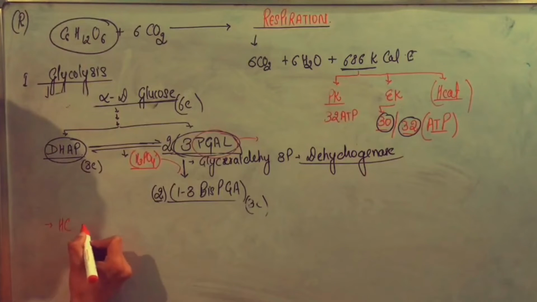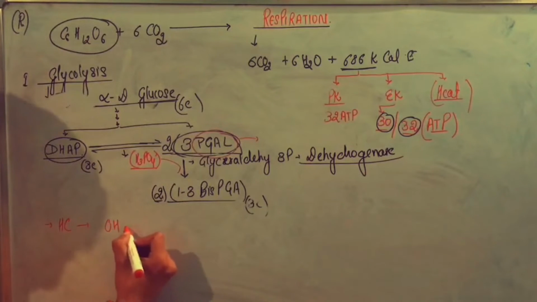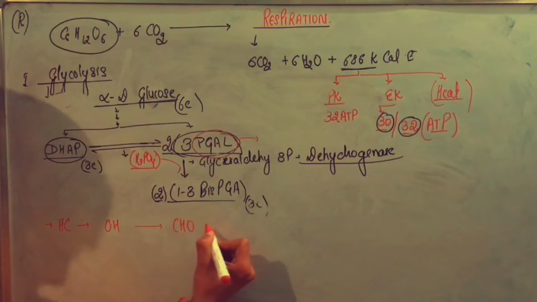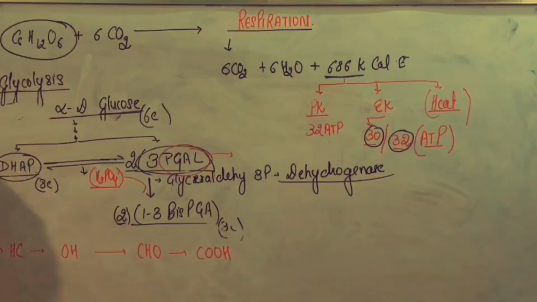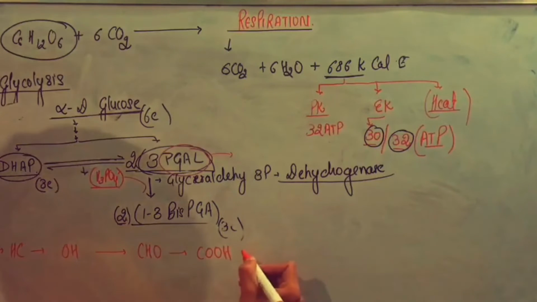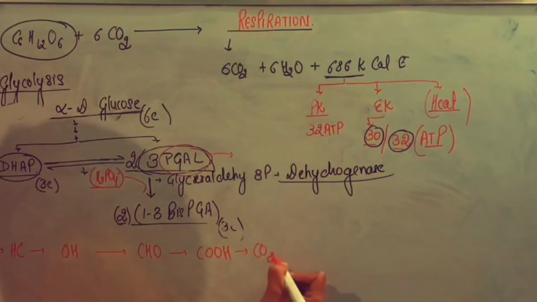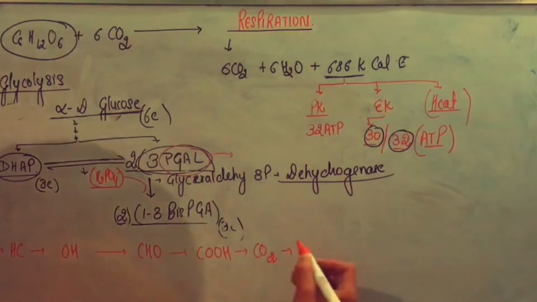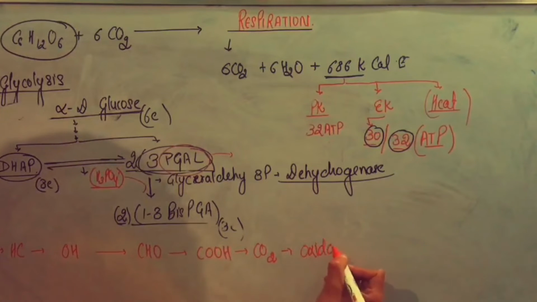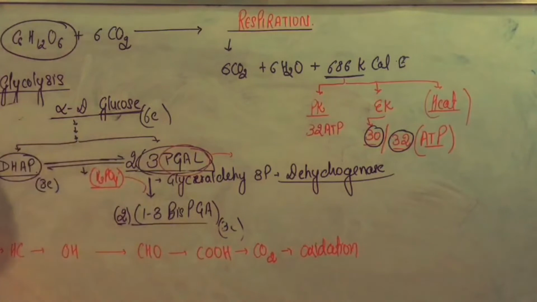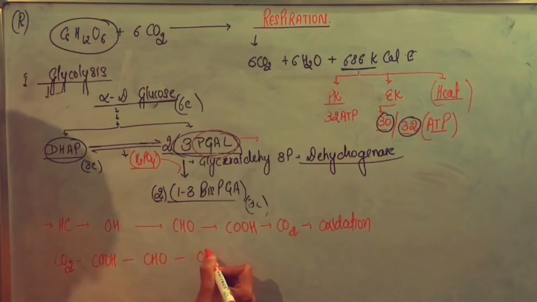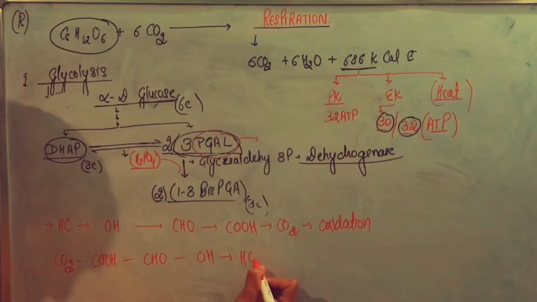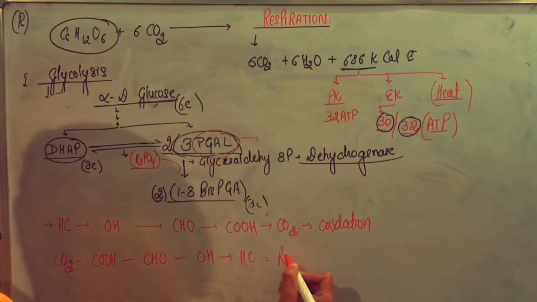When the hydrocarbons are converted into alcohol, into aldehyde or CHO, into an acid COOH, to carbon dioxide CO2, the process is called oxidation, and the conversion of carbon dioxide into acid, to aldehyde, to alcohol and then to hydrocarbon is known as reduction.